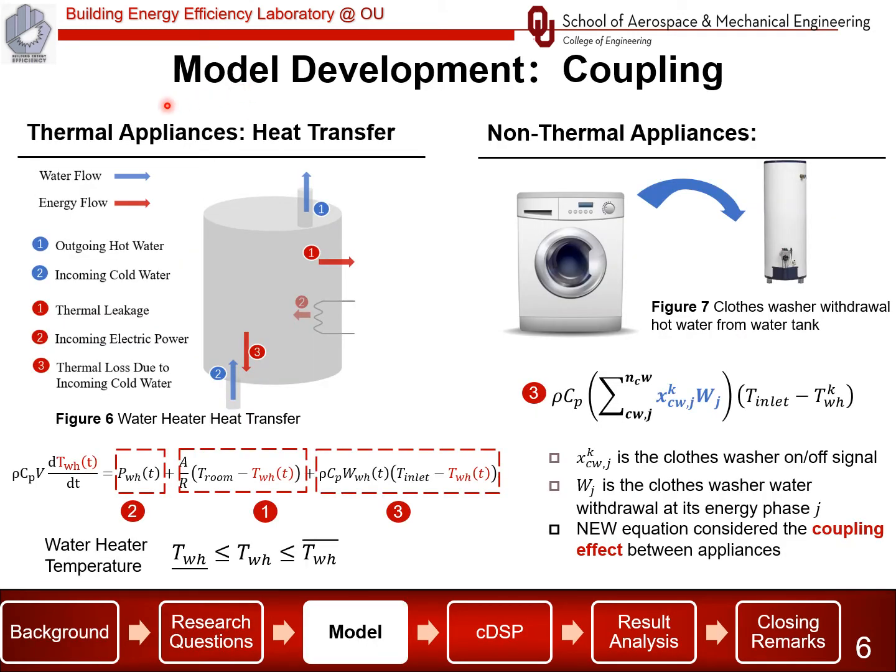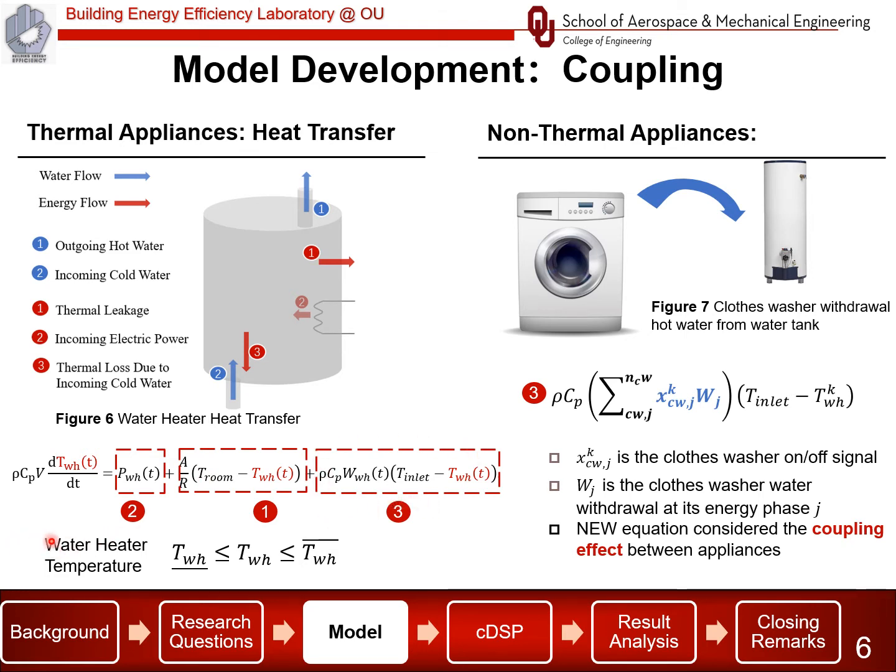So in home EMS, the appliances are divided into two parts, thermal appliances and non-thermal appliances. Thermal appliances, like a water heater, have their own heat transfer process. In the hot water tank here, the water will be withdrawn and cold water will come in. That's why there are three energy flows. The first one is the thermal leakage, which depends on the water tank properties. The second one is the incoming electricity power. The third one is the thermal loss due to the incoming cold water. The ODE is listed here. Each box represents a different heat transfer part.